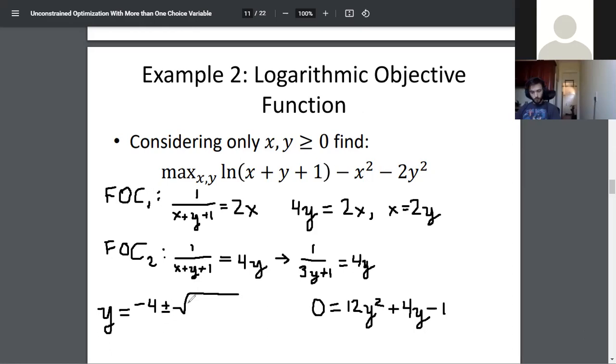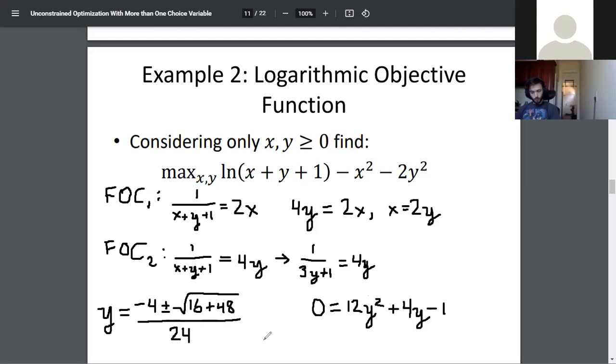B squared is 16, because 4 squared is 16, minus 4ac. A is 12, c is negative 1. So minus 4 times 12 times negative 1 is actually positive 4 times 12, which is positive 48. Correct? And then I'm going to take this whole thing, and usually you just kind of divide by 2 here because 2a is often equal to 2, but it's not in this case. It's 12. 2 times 12 is 24. Yikes.